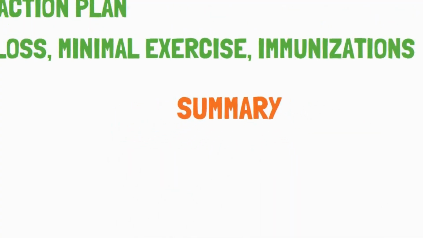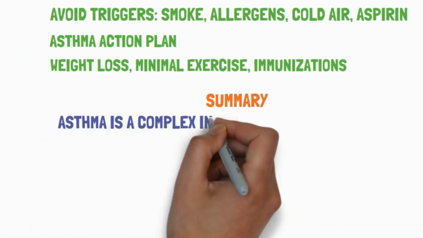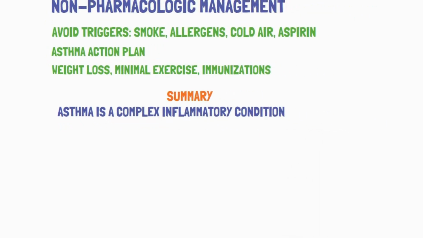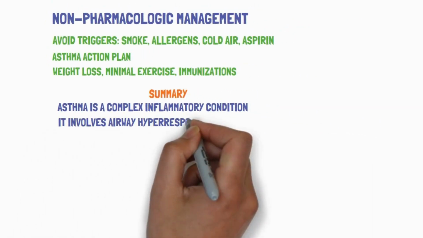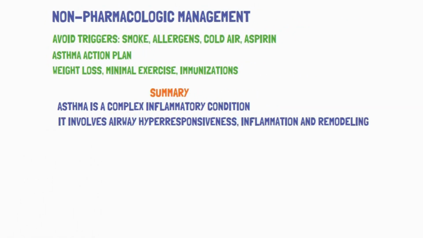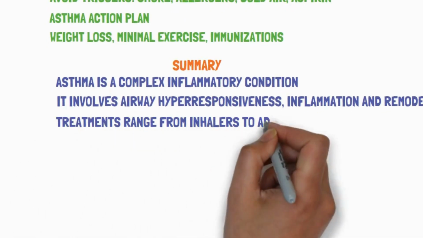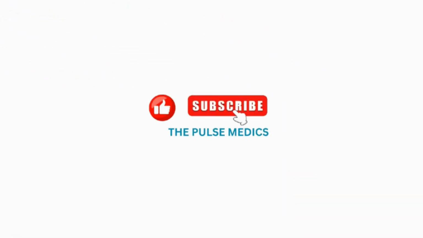So in summary, asthma is a complex inflammatory condition. It involves airway hyperresponsiveness, inflammation, and remodeling. Treatment ranges from inhalers to biologics. Personalized plans are key to long-term control.